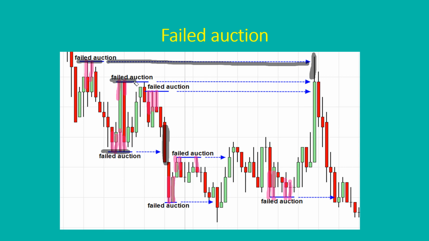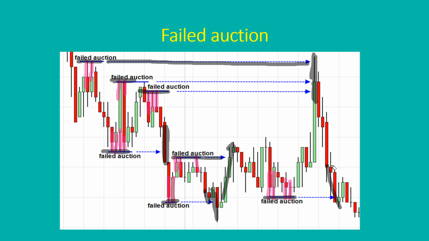This failed auction got tested in here. This failed auction got tested also in here. Then this failed auction was tested in here and afterwards right there. And this failed auction got tested by this buying activity. And the last failed auction got tested in here.